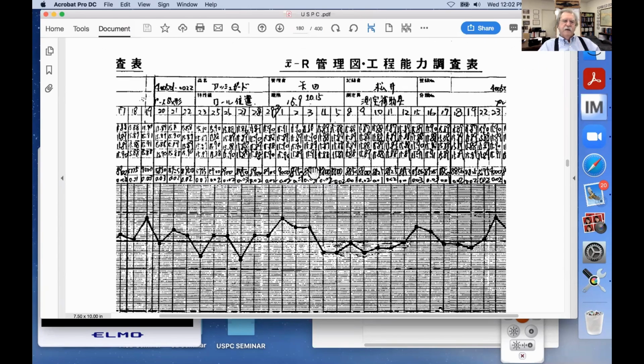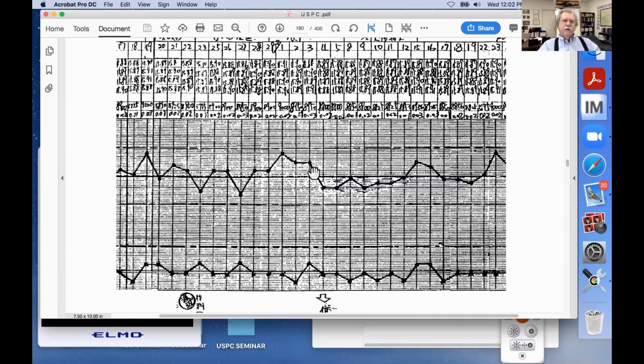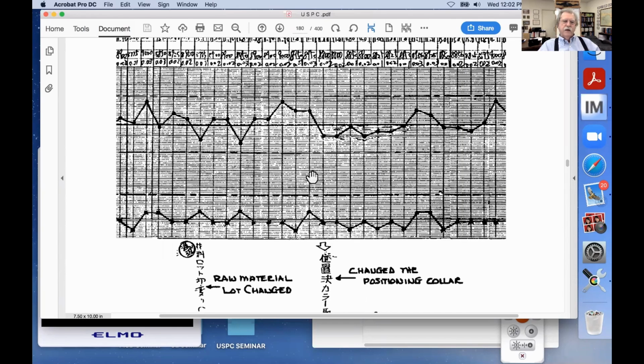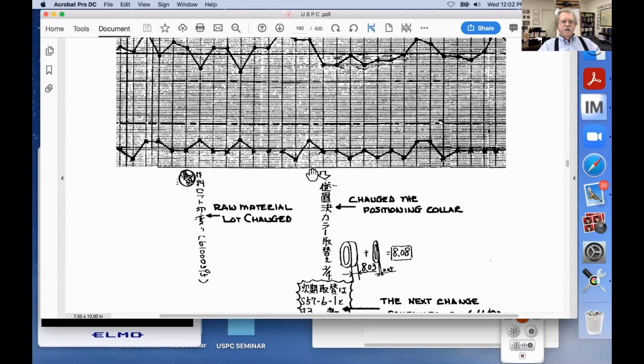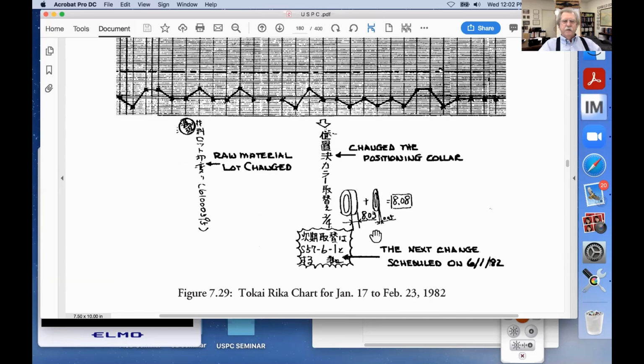And that brings us down to February, when right on schedule, they changed the positioning collar. What's different about this change from all the preceding changes? They're changing the part before the part can change their process. We'll need a new part on the 1st of June. Send us one then.